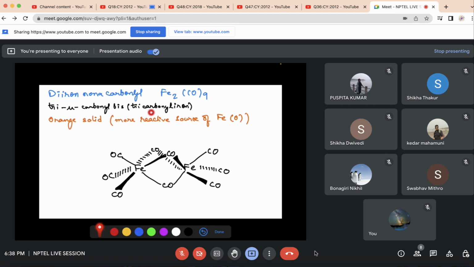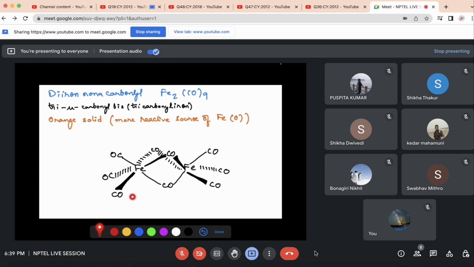tri-mu-carbonyl bis(tricarbonyl iron). Here we have to note that the IUPAC name itself describes that the mu denotes a bridging carbonyl. So the three carbonyls are acting as bridging ligands between the two Fe metals. Also, the Fe has charge 0, which is why it is written as iron, and it is an orange solid, and it is a more reactive source of Fe0.